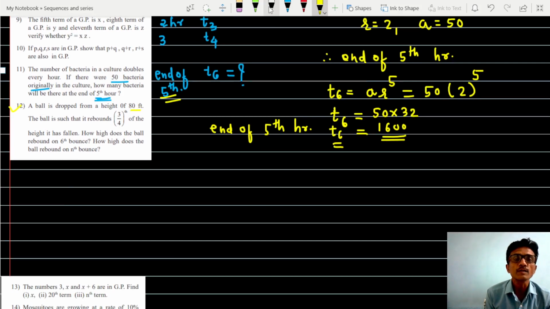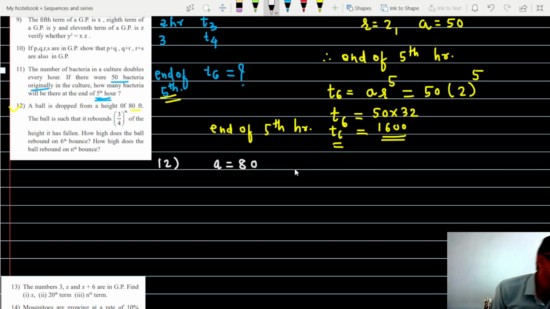Question number 12, let's do it. Look at this question number 12. A ball is dropped from the height of 80 feet, that means T1 is equal to 80 feet. Then it rebounds 3/4 of the height it has fallen. That means this is the common ratio. R is equal to 3/4.